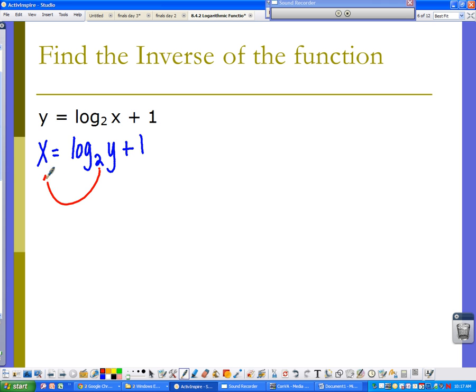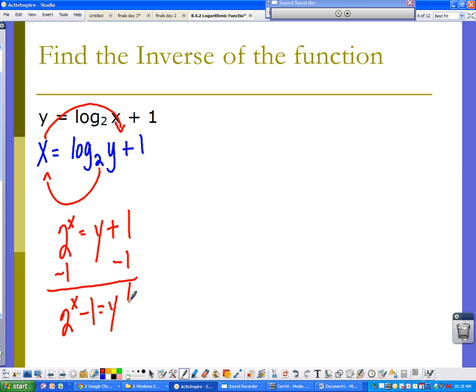So we're going to circle around. It's going to be 2 to the x equals y plus 1. Okay? And then we just solve for y. So in this case, we got to subtract 1 on both sides. So 2 to the x minus 1 equals y. Okay? All right. Last couple examples.